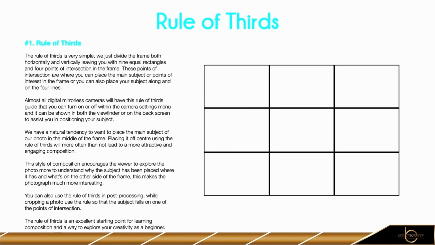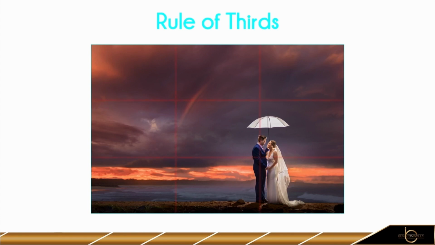We tend to have a natural tendency to want to place the main subject of a photo in the middle of the frame. However, placing it off-center using the rule of thirds will more often than not lead to a more attractive and engaging composition. This style of composition encourages the viewer to explore the photo more, to understand why the subject has been placed where it has and what's on the other side of the frame. This makes the photograph much more interesting.